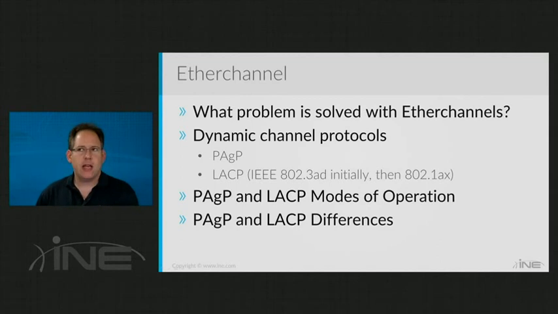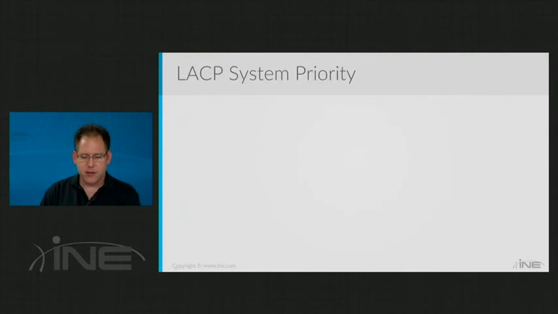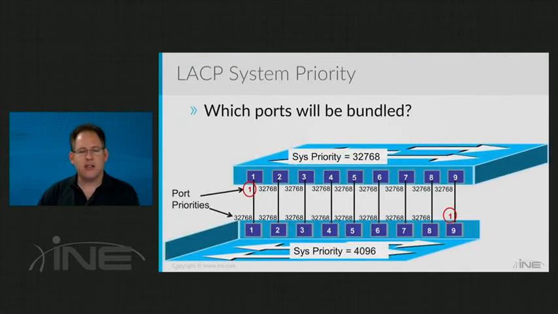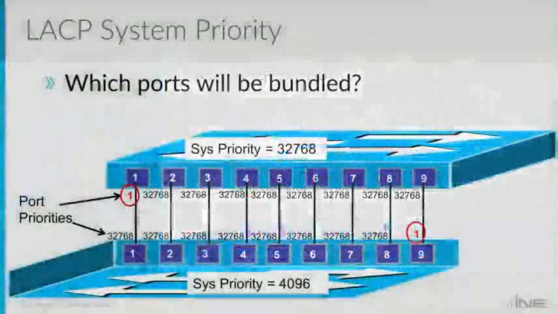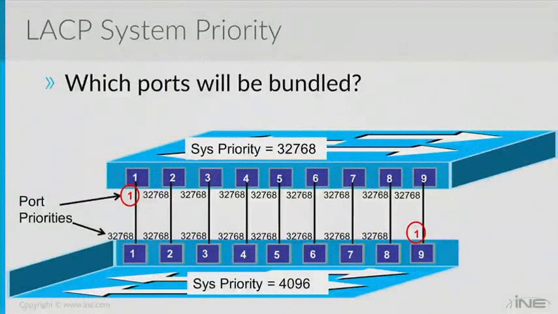Where that can really come into effect is if there's a mismatch of ports. For example, take a look at this diagram right here. In this particular case, on the top switch, well, actually on both switches, we have 9 ports configured to be in our channel group. Now we know that only 8 of them will actually be active and 1 will be in standby mode, but which one will be in standby mode? Because we have a mismatch here.